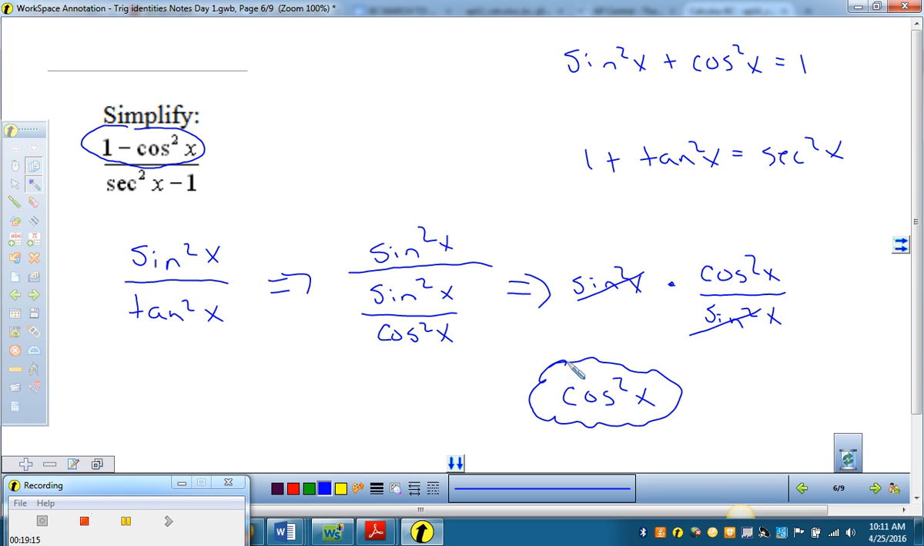So these are like little puzzles where you have to figure out what to substitute in to change how this thing looks. Any questions on this page? All right, moving on.